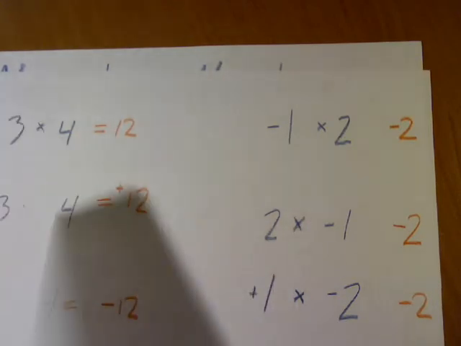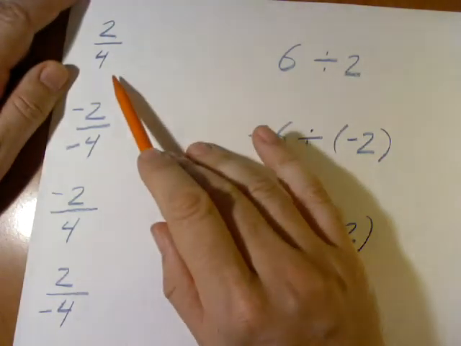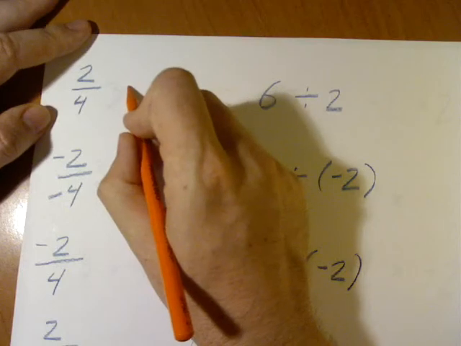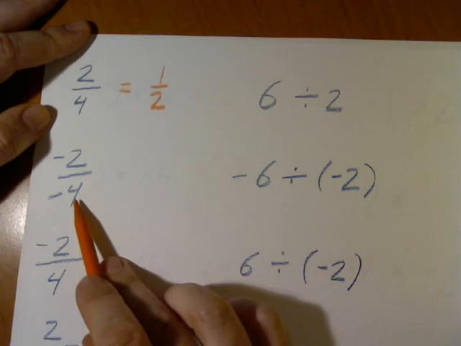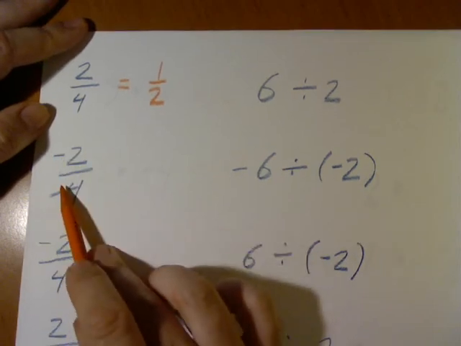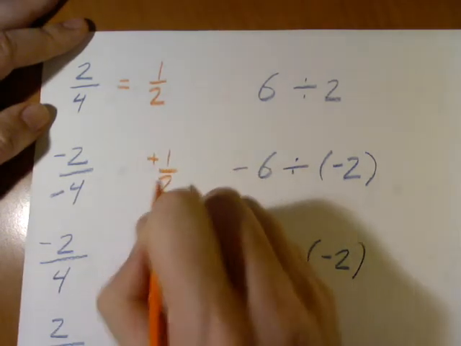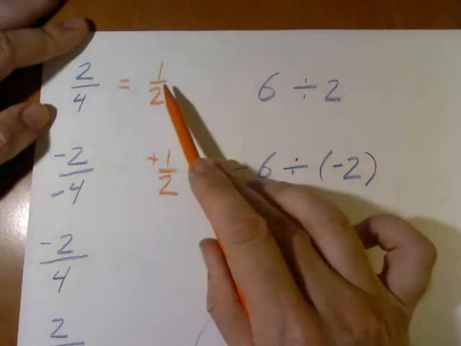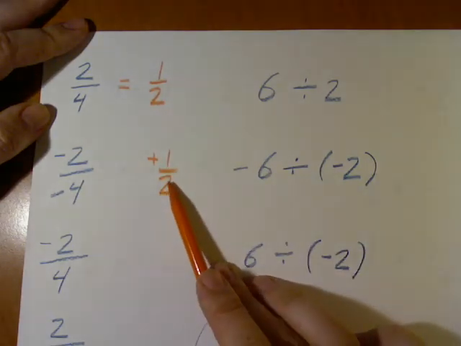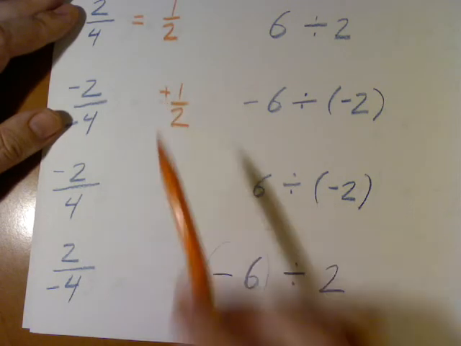Let's take a look at some examples of division. If we have 2 divided by 4, you know the answer to that. That's 1/2. But negative 2 divided by negative 4. Notice we have two negatives. That gives us positive 1/2. We don't have to put the positive sign there if it's a positive. We just kind of know that 1/2 and positive 1/2 are the same thing. Sometimes we put the positive there just so we're being clear with ourselves.